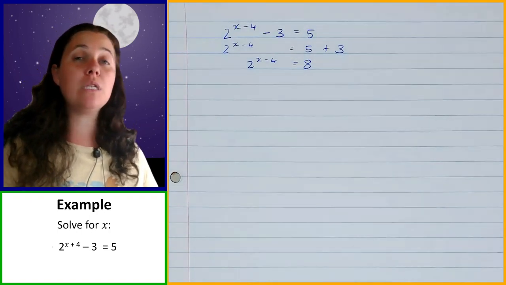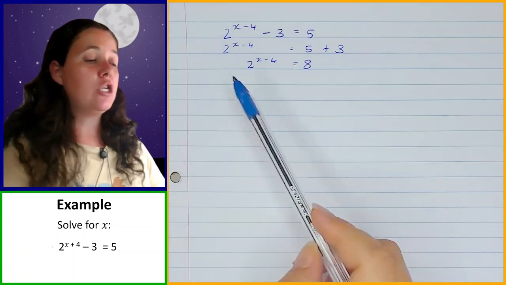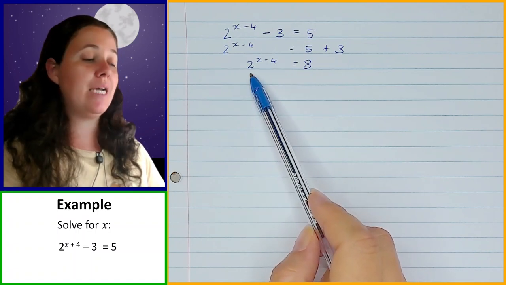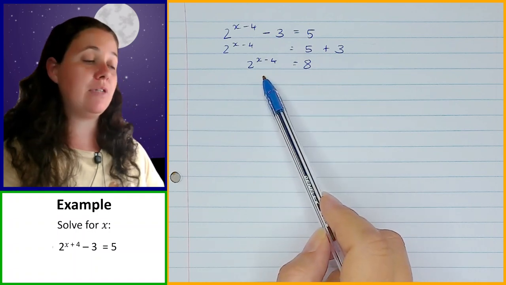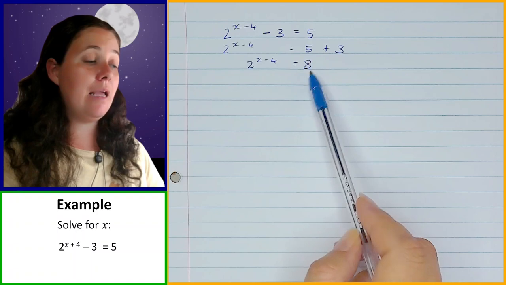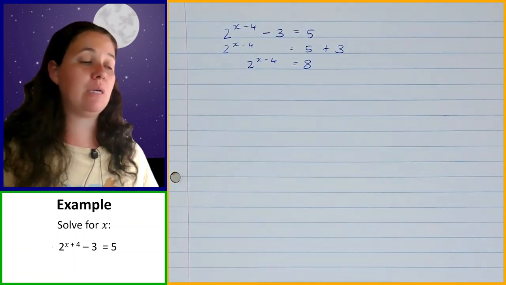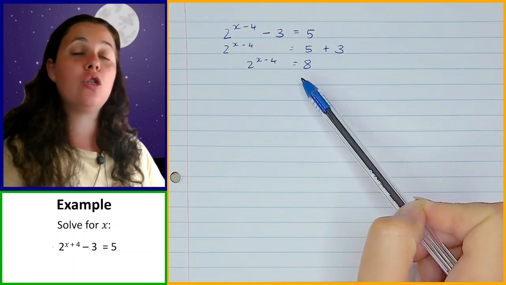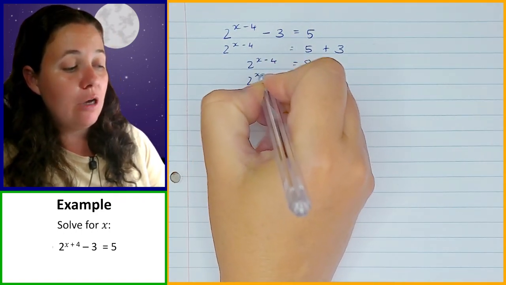Once I've done that, my next step is to make sure that I have powers on both sides that have the same base. The power on the left-hand side, which was given to me, has a base of 2. So I need to make sure the right-hand side has the same base. Let's see if I can write the number 8 as 2 to the power of something, because I want it to have a base of 2. You should know that 8 is the same as 2 to the power of 3, or 2 cubed. So I'm going to change that now.